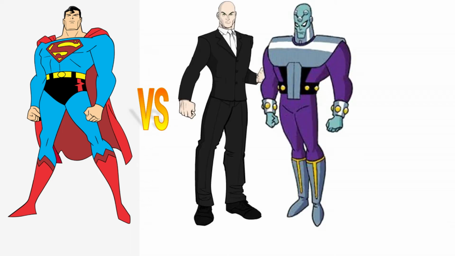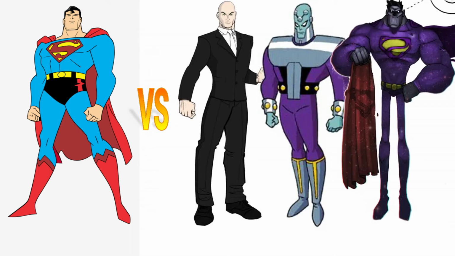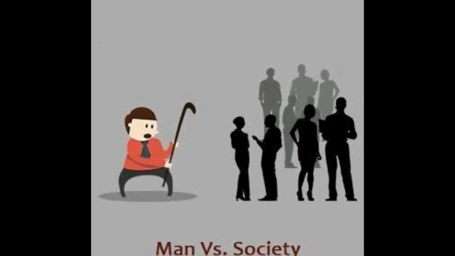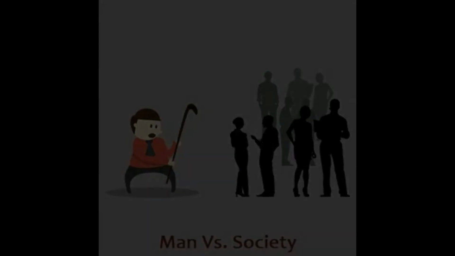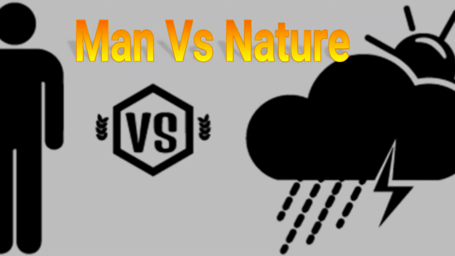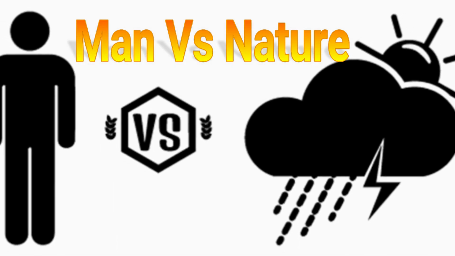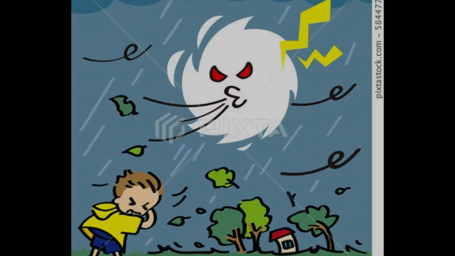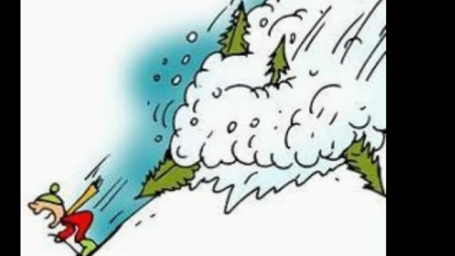It is like Superman versus his enemies like Lex Luthor, Brainiac, and Bizarro, and many more. It can also be man versus society, wherein the character has a conflict or problem with some element of the society, like the school, the law, and many more. Or it can also be man versus nature, wherein the character has a problem with some natural happening like snowstorm, typhoon, avalanche, or anything that is a natural happening.